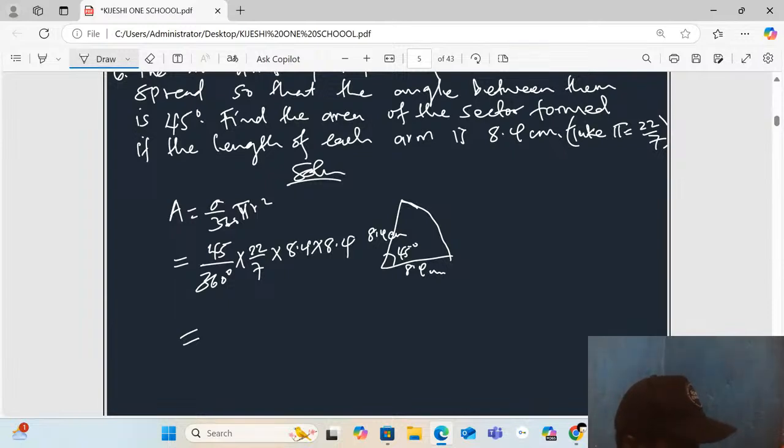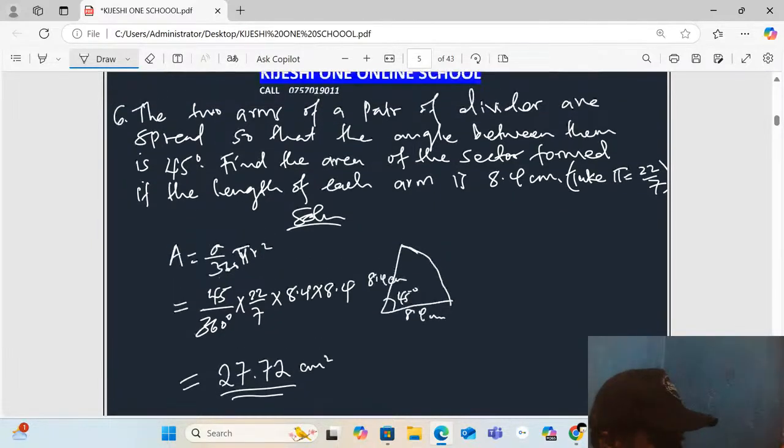that is going to be formed by the pair of dividers is going to be 27.72 square centimeters. That is now your answer. Very short working and clear.